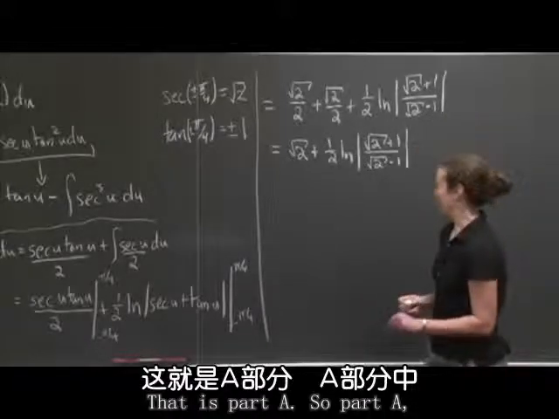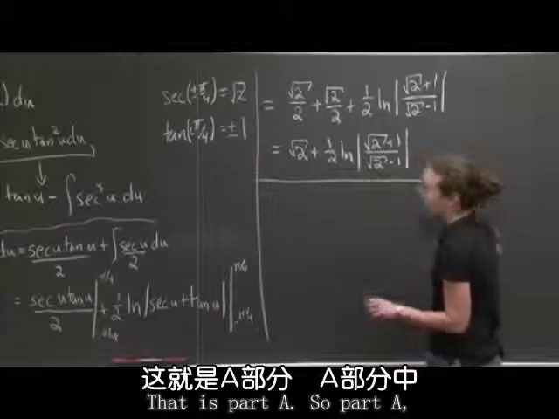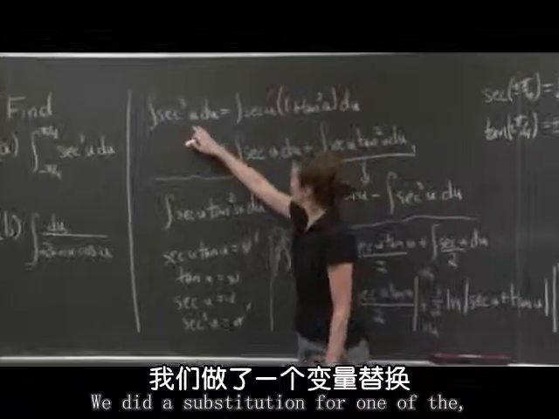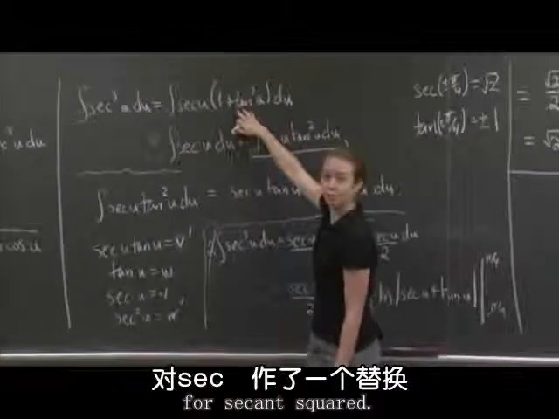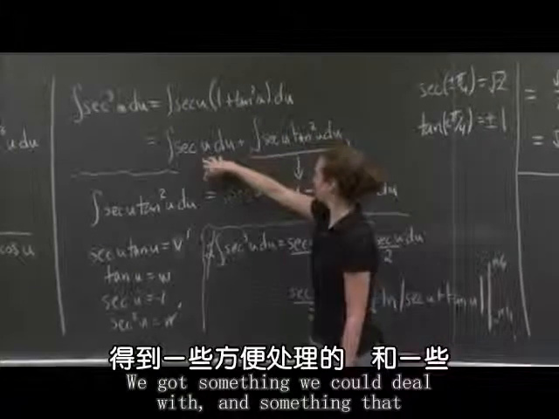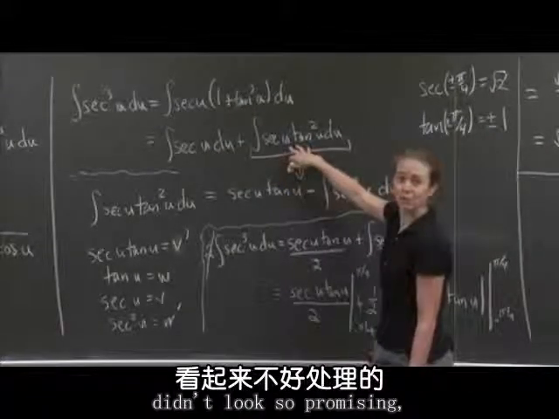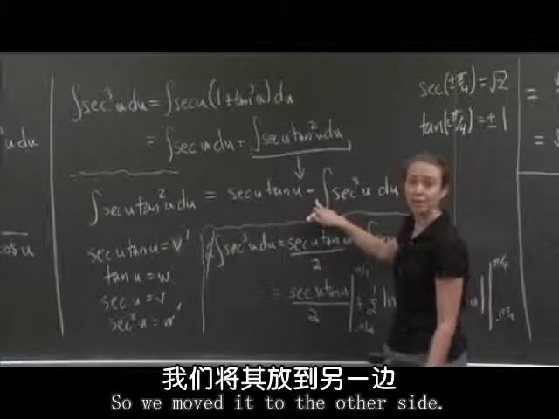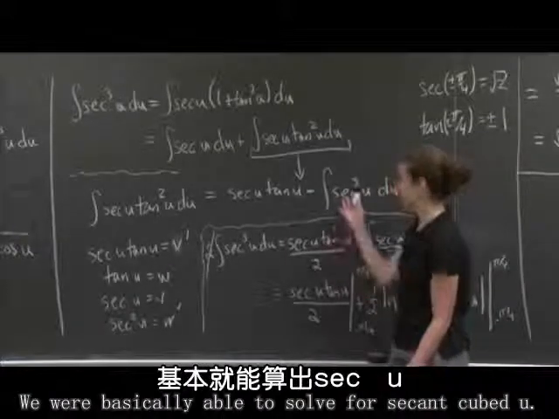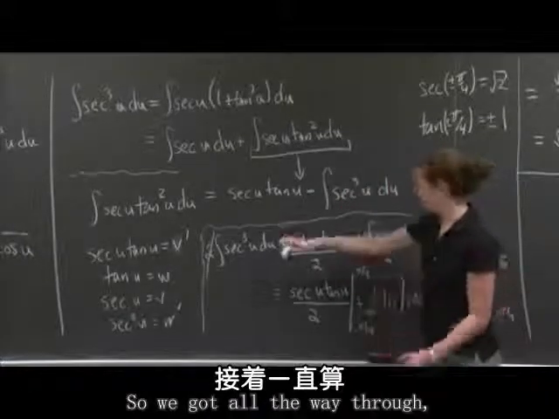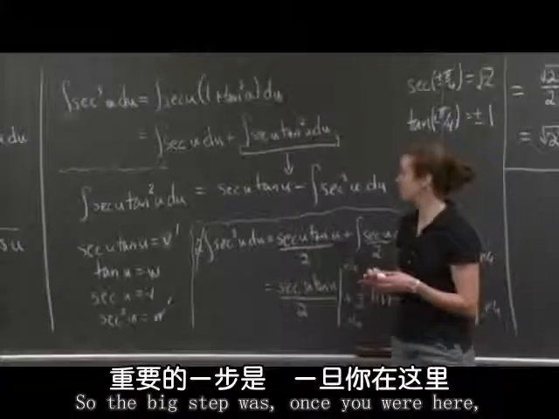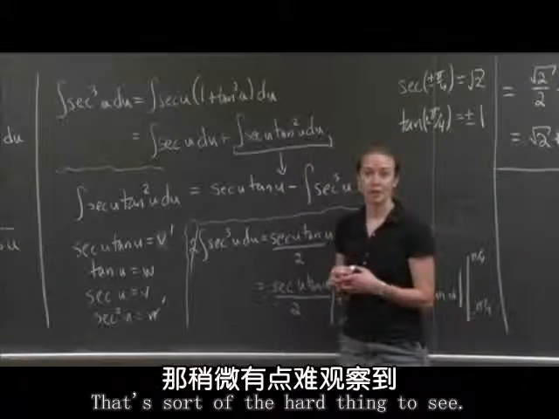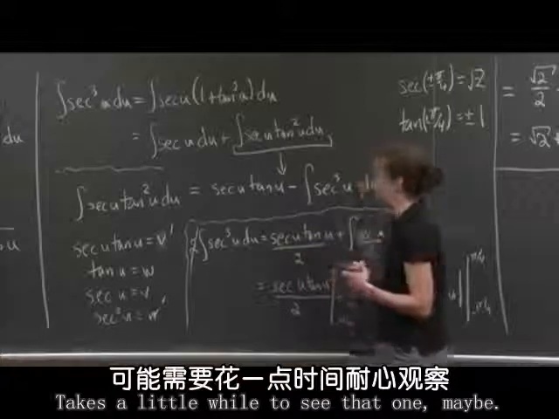That is part A. So part A, let me just remind you, what did we do? We had secant cubed u. We did a substitution for one of the secant squared. We got something we could deal with and something that didn't look so promising, but once we did an integration by parts, we were back to what we started with a different sign. So we moved it to the other side, where we were basically able to solve for secant cubed u. So we got all the way through, and then we just had to evaluate. So the big step was once you were here, knowing an integration by parts actually would save you. That's sort of the hard thing to see. It takes a little while to see that one, maybe.